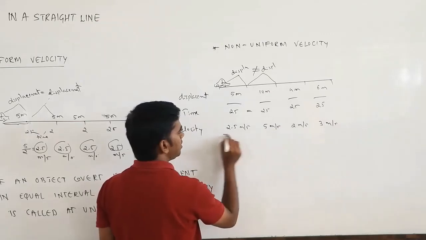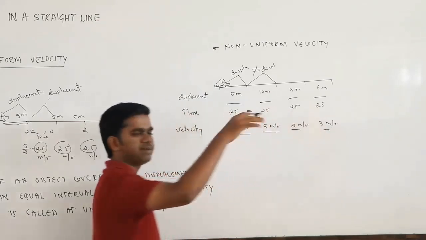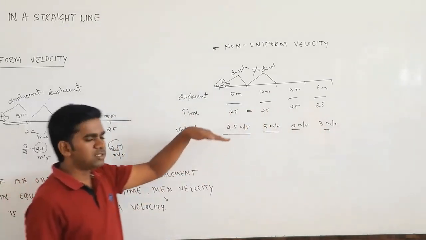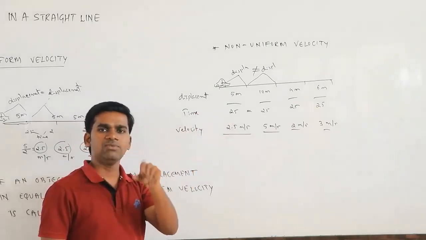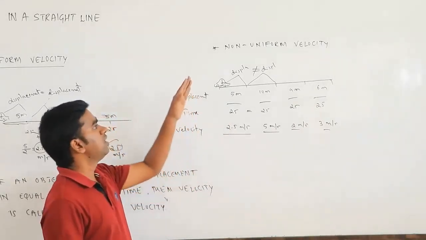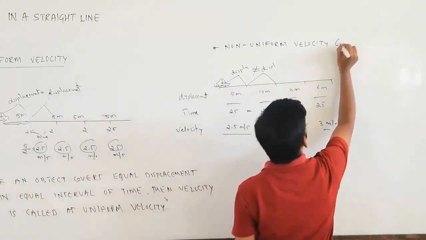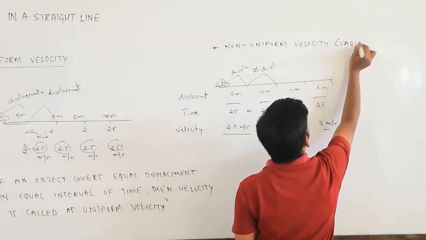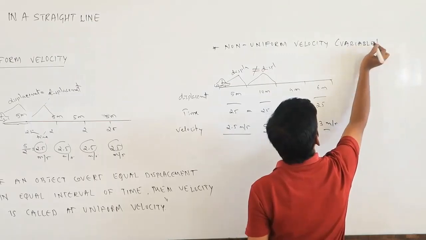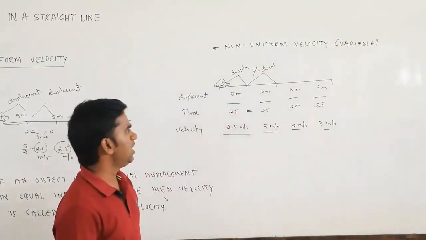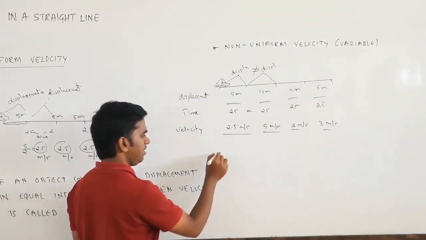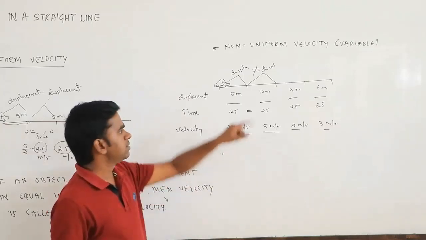So if you check the velocities, all have different values. That is not maintaining the value of velocity uniform. So it is what? Non-uniform velocity, or it is also called as variable velocity. Okay. So then how we can define it? You can define it two ways.